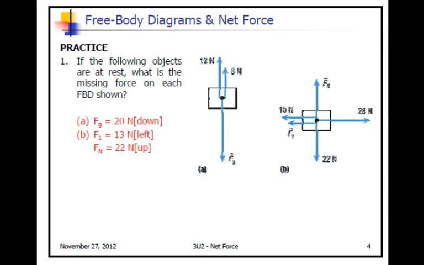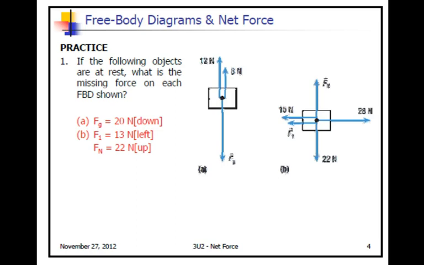Okay, here's a question. It says, if the objects shown here in A and B are at rest, what is the missing force? So in our first situation, we have a 12 Newton force acting up and an 8 Newton force acting up. And then we have another force, an Fg, acting down. So let's try to figure out what that is.